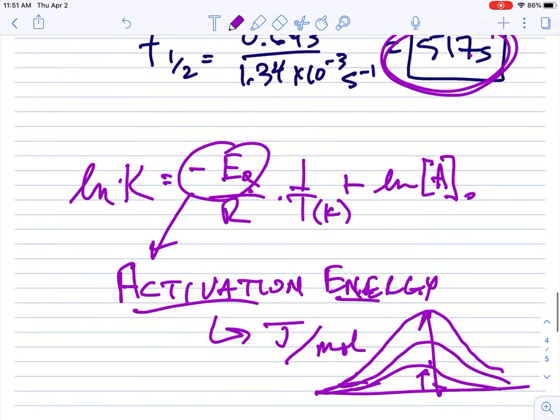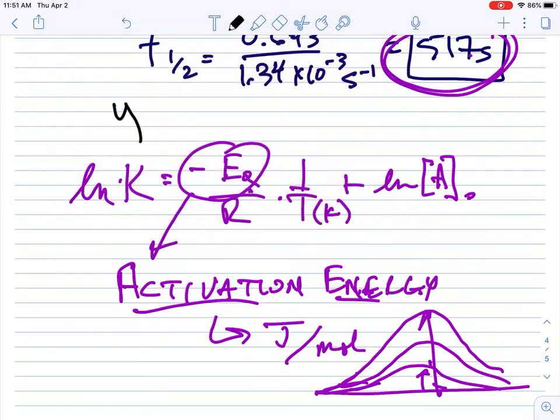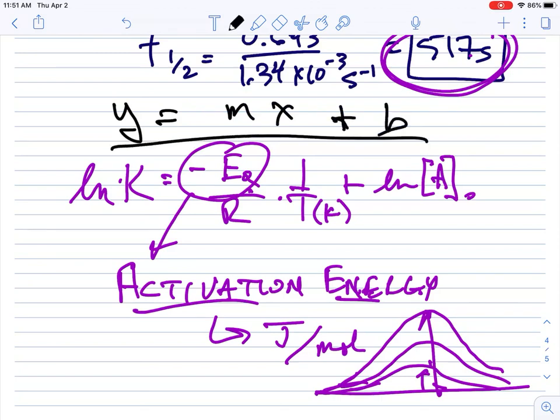Now, here's the other huge part about this equation. It doesn't look like it, but this is y equals mx plus b. As jacked up as this looks, this is nothing but a linear function of y equals mx plus b. So this is your natural log of k. This isn't temperature. This value of k is your rate constants.